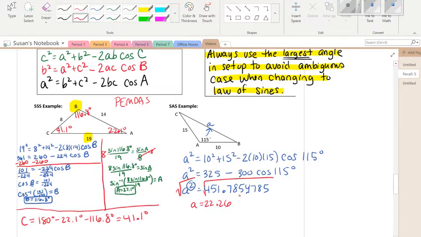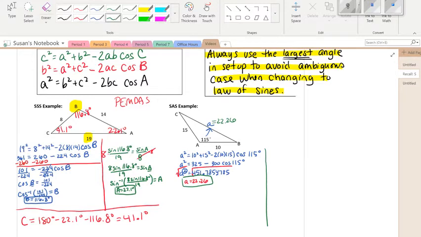21.26. Now that I have that length, I have enough to set up one proportion to use the law of sines, so I can go ahead and do so. Could you use the law of cosines again? Of course. So we have the sine of 115 degrees over 21.26 is equal to, and I'm going to solve for B next, the sine of B over 15. Why don't you go ahead and solve this on your own, and pause when you're done.